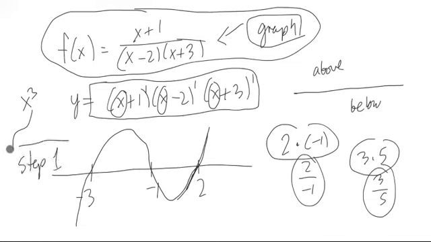Step number 1, when we're graphing a fraction of polynomials, is we think about it as being a polynomial itself. Getting rid of the division, turning it into multiplication, and graph this. This graph is going to help us to be able to graph this. So this is just step 1, and next video we'll have step 2.